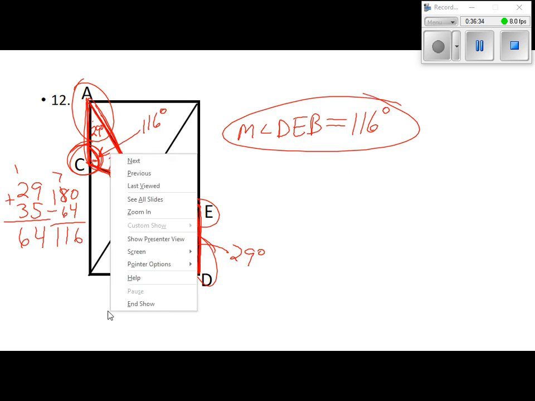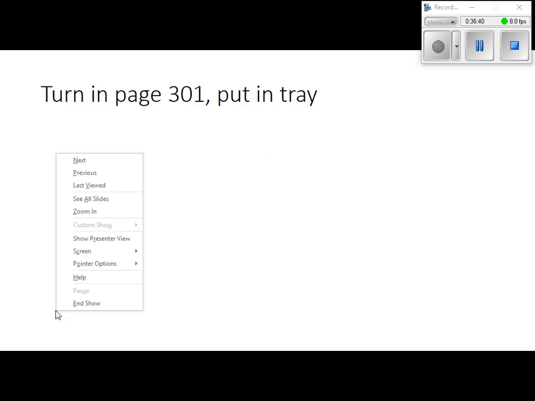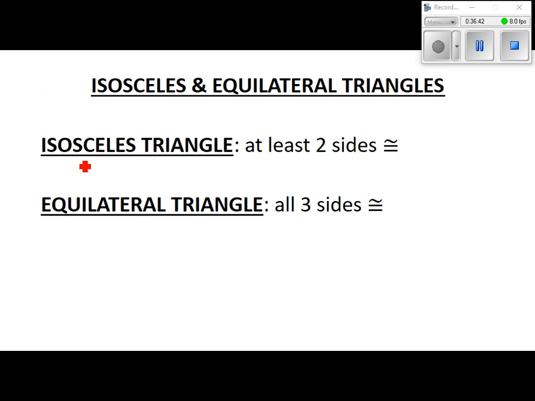Make sure you turn those into the tray. Once you get back to your seats, start copying this down. Fill in the notes where you need to fill in.